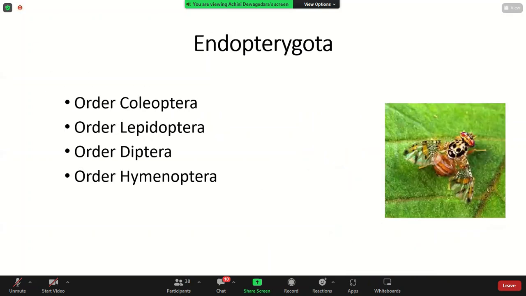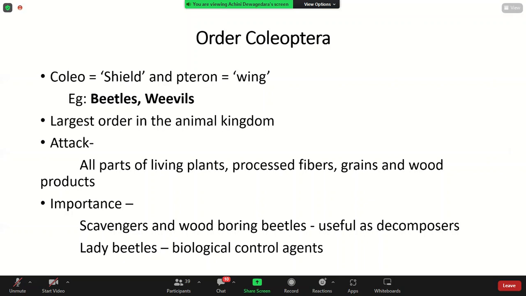Right? So under endoterygota, we are going to discuss 4 orders: order Coleoptera, Lepidoptera, Diptera, and Hymenoptera. Right. So firstly, we will discuss order Coleoptera. Coleo means shield. Pteron means wings. So, shield wings. They have shield wings.